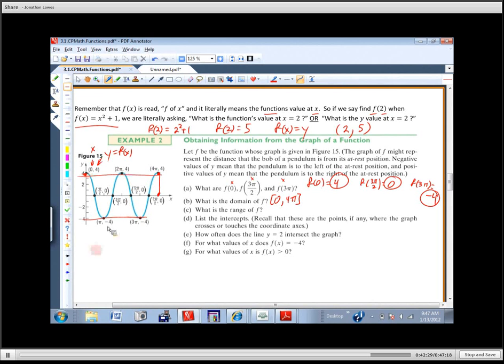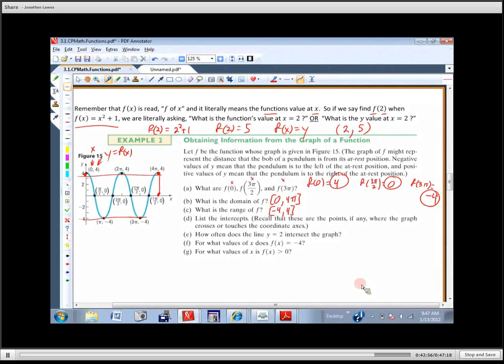All right. We'll finish this problem, then we'll be done. Okay, then it says list the intercepts. Now remember what intercepts are? Intercepts are anywhere where the graph crosses the x or the y-axis. It can only cross the y-axis once. How many times can it cross the x-axis? Whole bunch, okay? Depends on the function.